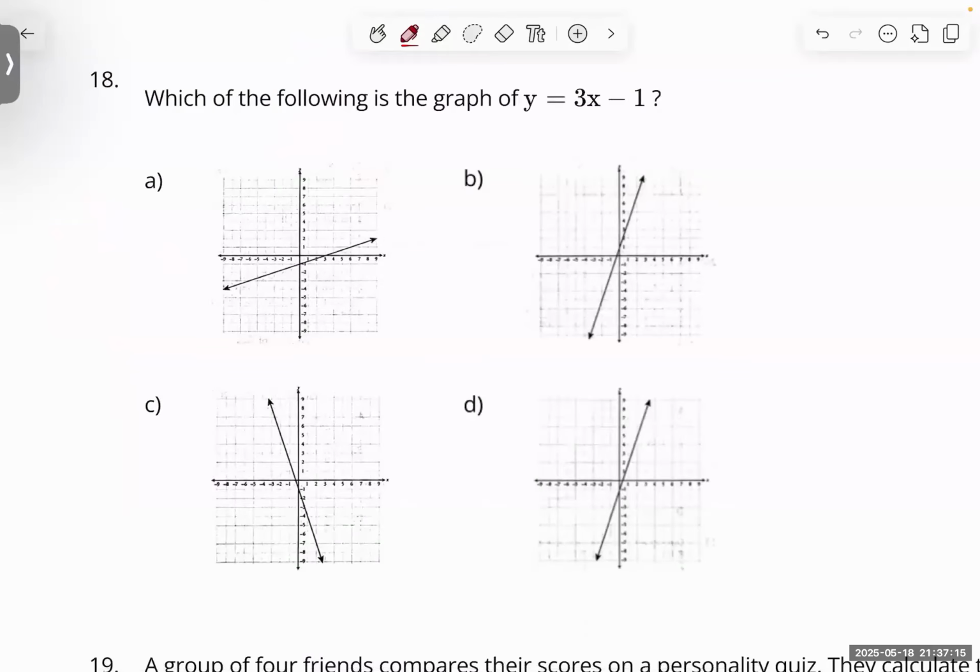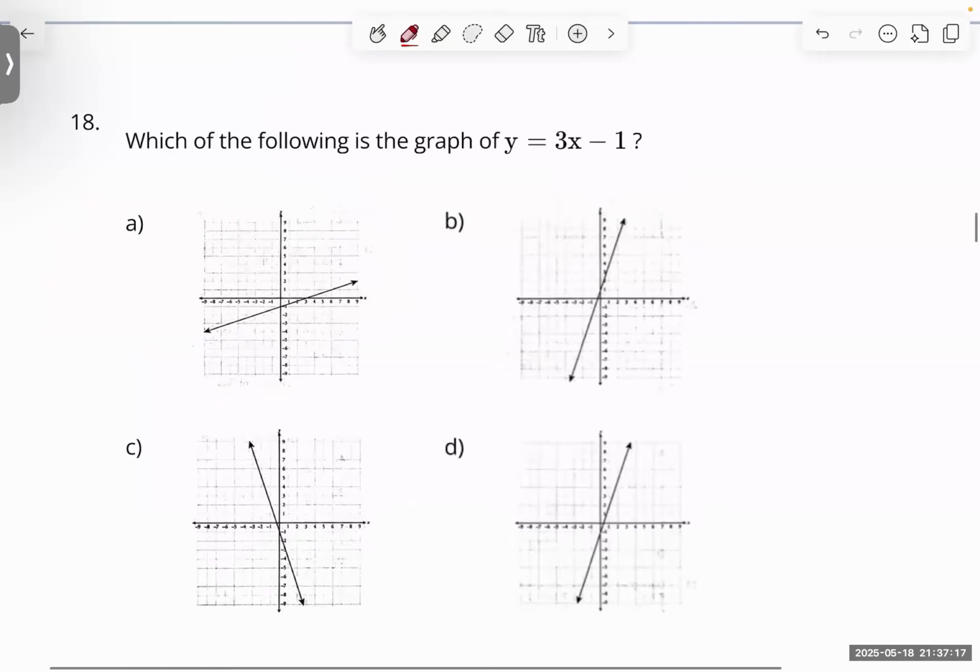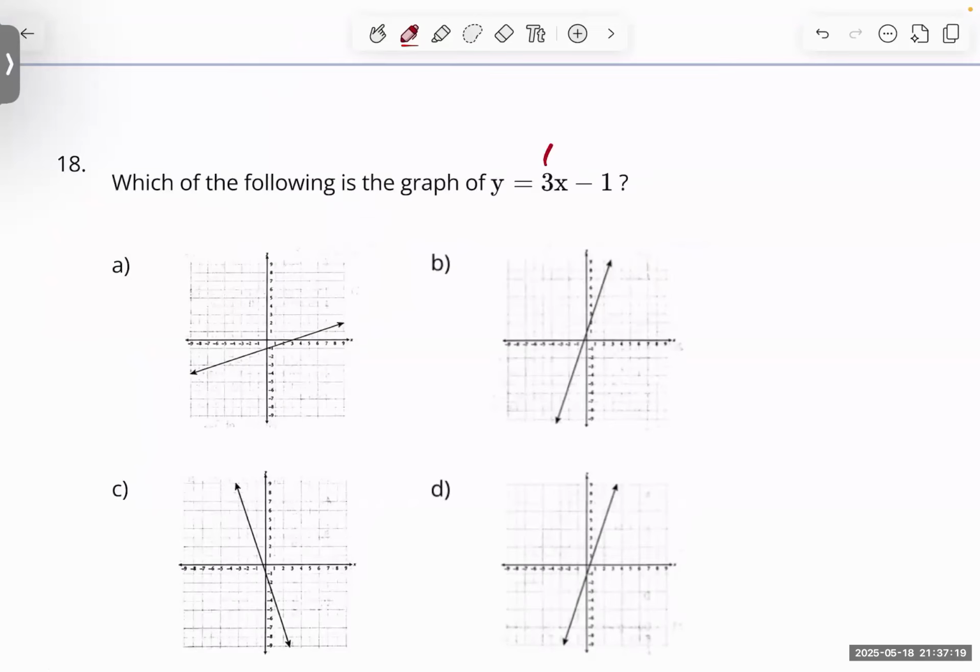Which of the following is the graph of y equals mx minus 1? So recall that this right here is our slope. It's our rate of change. And the number at the end is our y-intercept. Now, remember, a y-intercept is on the y-axis. It's what intersects that point.